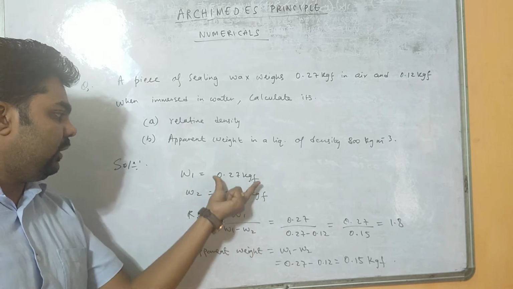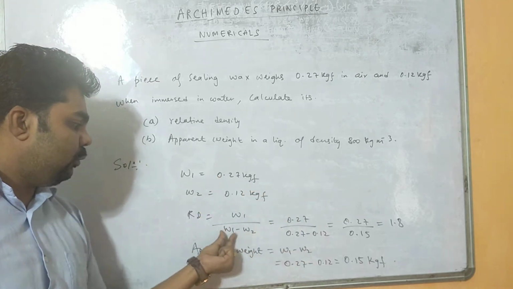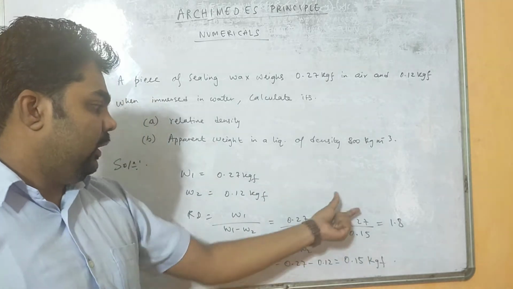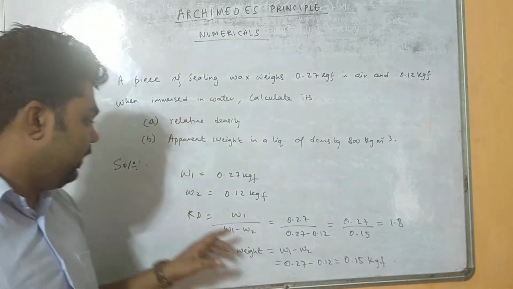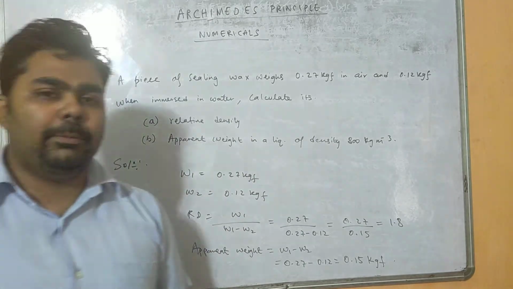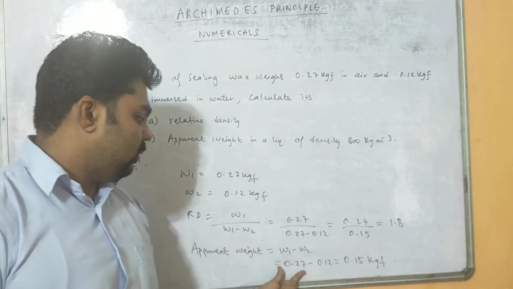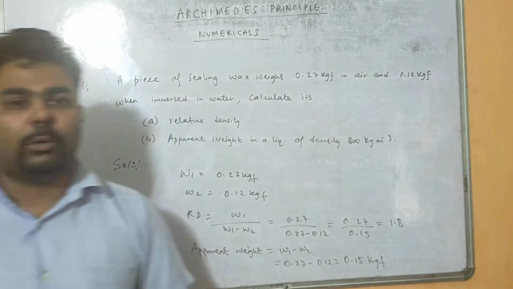So W1 here is 0.27, and W1 minus W2 is 0.27 minus 0.12, that is 0.15. If you divide, you will get 1.8. So this is the relative density. Apparent weight means weight of substance in air minus weight of substance in water, W1 minus W2. So you will get 0.15 kgf.